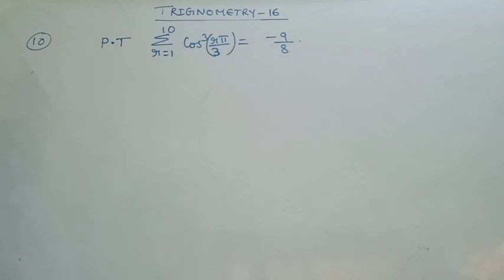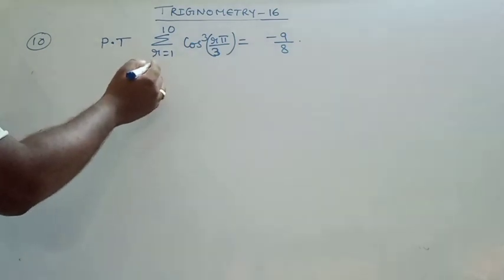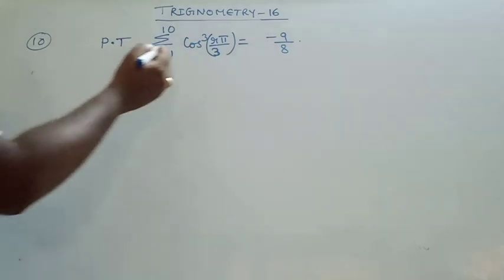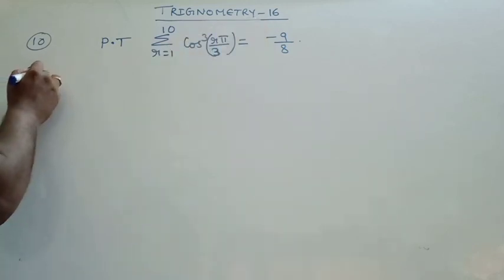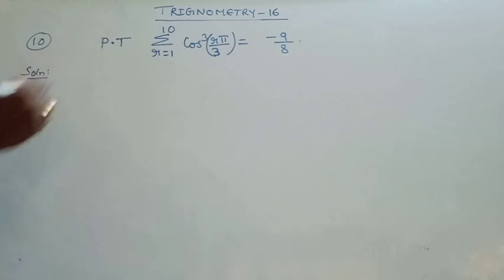Now we have the 10th problem. Prove that sigma r equal to 1 to 10 cos cube of r pi by 3 equals minus 9 by 8. How are we going to do it? First, they used sigma notation.